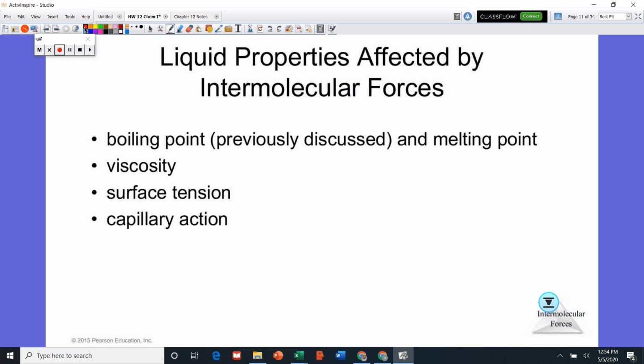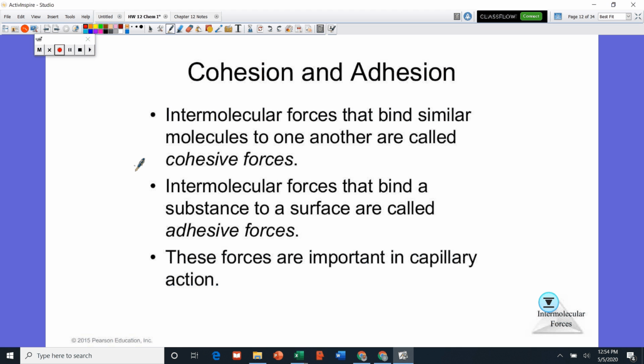All right. Liquid properties affected by intermolecular forces. Boiling point is affected by it, which deals with vapor pressure and all of that. Viscosity is how thick the liquid is, or how sticky the liquid is to itself. Then surface tension and capillary action. I'm going to go through these real quick. You can go back and forth. Dealing with surface tension and capillary action, we have these concepts of cohesion and adhesion.